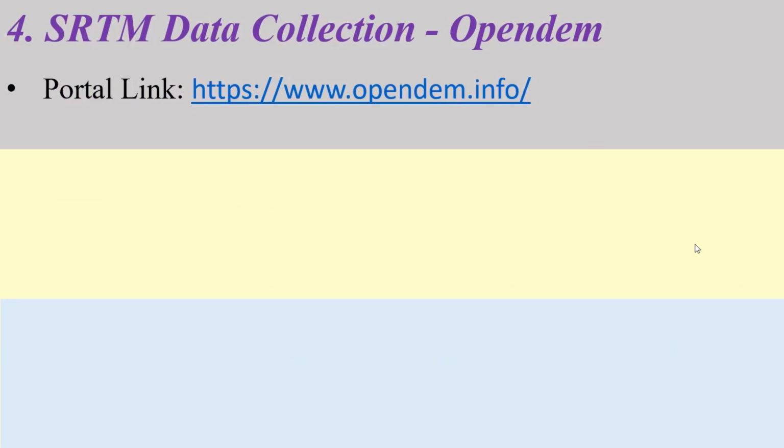The fourth one is collection of SRTM data from OpenDem portal. SRTM stands for Shuttle Radar Topography Mission. Earth surface elevation information was collected by the Shuttle Radar Topography Mission in the year 2000. The data was collected for the regions from 56 degrees south latitude to 60 degrees north latitude, and this information is given in the form of contours. The web link for the page is mentioned here. You can use it to go to the web page.